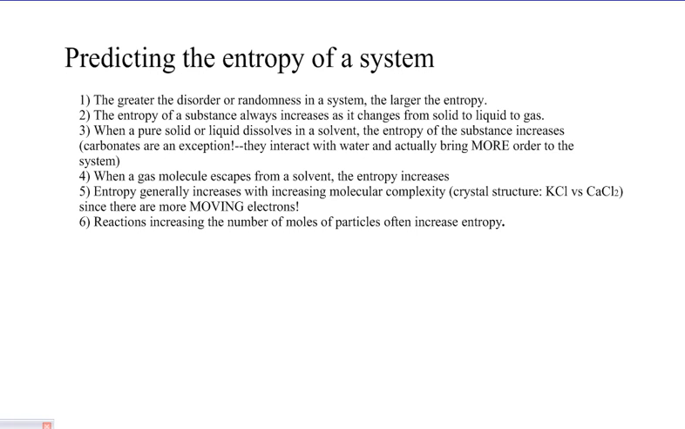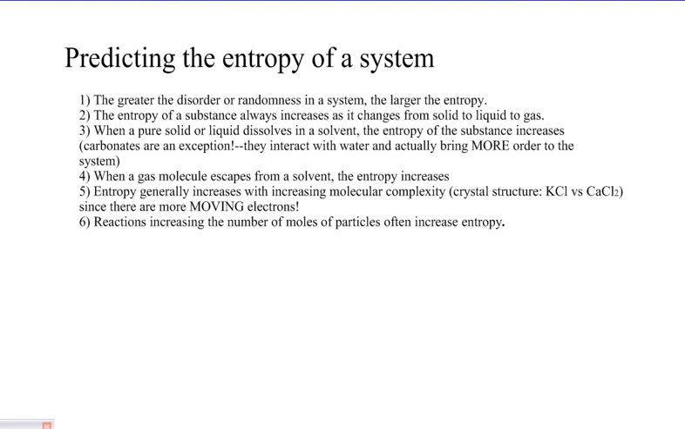There's only one exception, remember from before, carbonates are an exception. They will actually bring more order to a system. Anytime a gas is given off, that's an increase in entropy because now you're producing a gas, which has a lot more chaos in it itself.